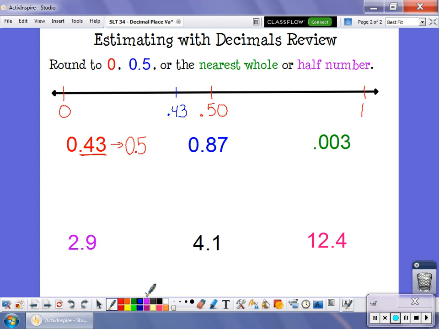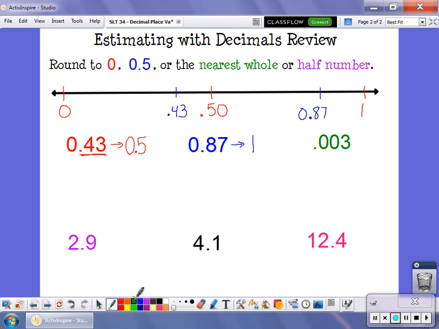Now let's look at 87 hundredths. Again, if this is where 50 hundredths is, this might be 60, 70, 80. 87 hundredths is going to be somewhere over here. If I look at my number line, I can see it's between a half and 1, but it's definitely closer to 1, so 87 hundredths would round to 1.